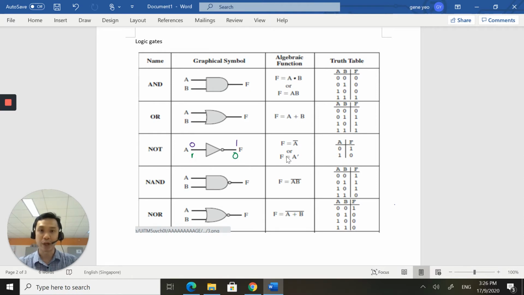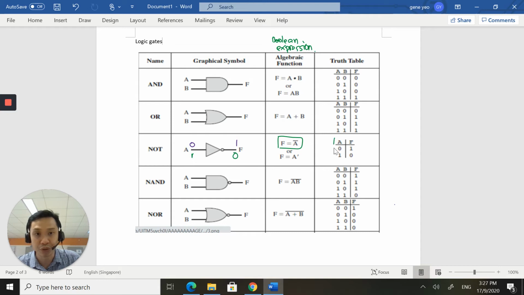Okay? And we can represent this in a Boolean expression. Think of a Boolean expression as something like an algebraic equation. It's written here as algebraic function, but in my class, I will call it a Boolean expression. So a Boolean expression for a NOT gate is the output F equals A bar, the input with a bar. This bar here tells me that the output is going to be the opposite from the input.